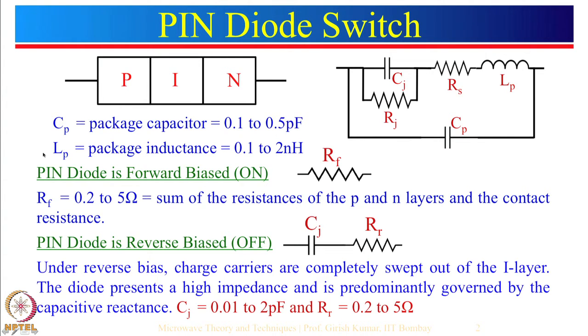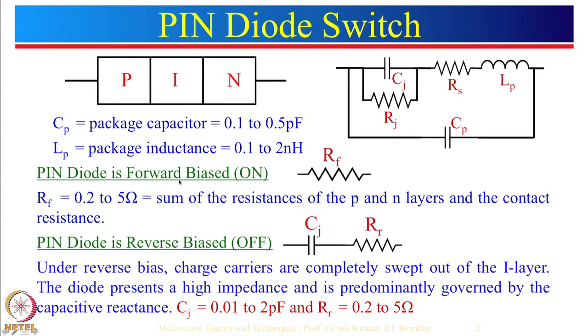Now, the typical value of CP can be from 0.1 to 0.5 picofarad, and the package inductance can be of the order of 0.1 to 2 nanohenry. I just want to mention 2 nanohenry is a real extreme case. Most of the time it will be less than 1 nanohenry.